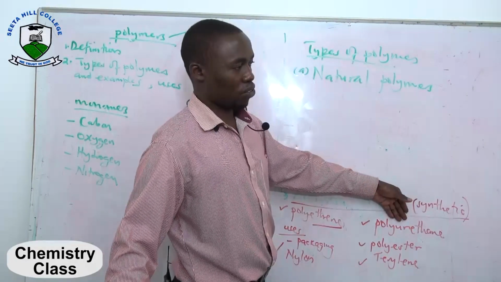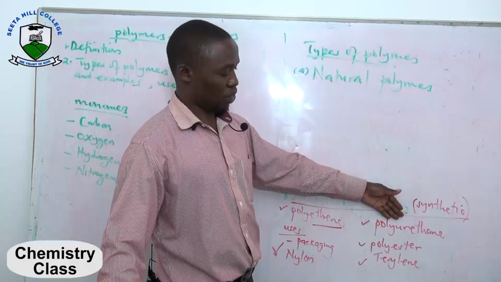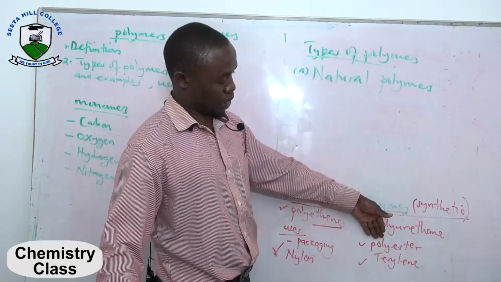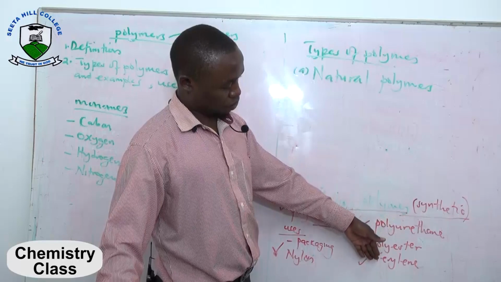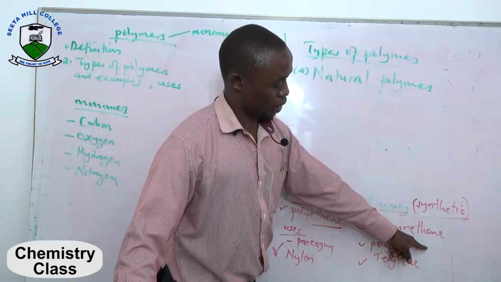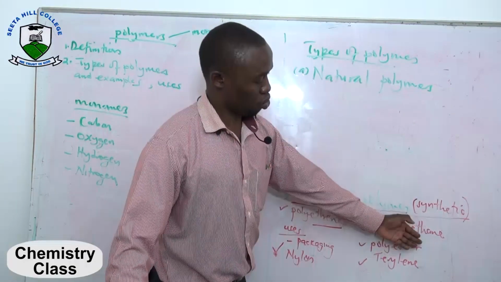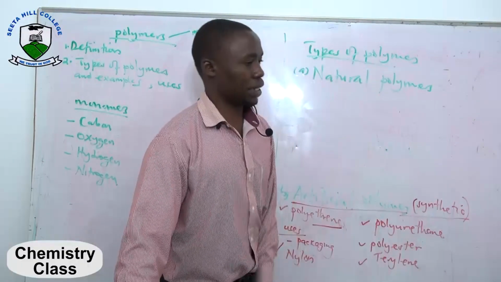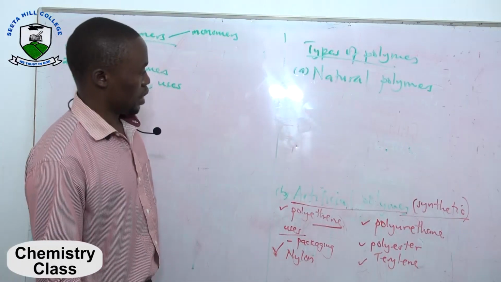Polyurethane makes mattresses. Polyester has the same uses as its friend down here. These are used for making curtains, making also clothes, making also carpets. So many things under those.